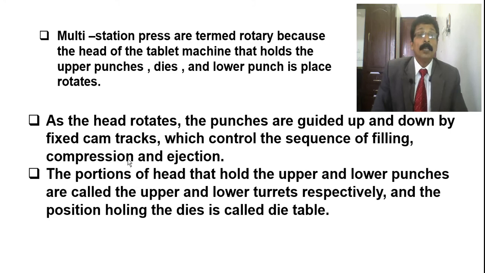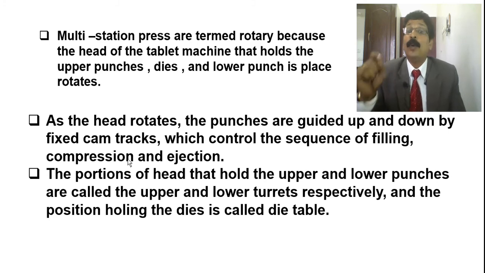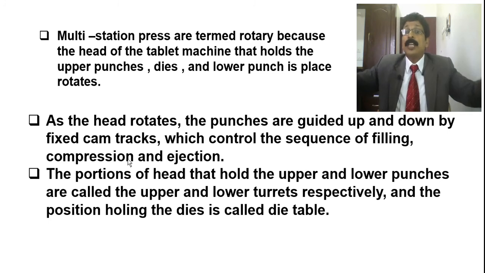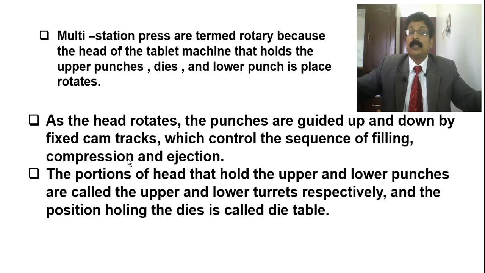The portions of the head that hold the upper and lower punches are called the upper and lower turrets respectively. So you should know what a turret is. A turret is the die table. In the single punch machine, we fix the die on a small table. This will be very big, so it has to be a strong metal which can hold the dies and the whole machine. That is called the turret, the name of the part of the tablet machine. Upper and lower turrets will be there.